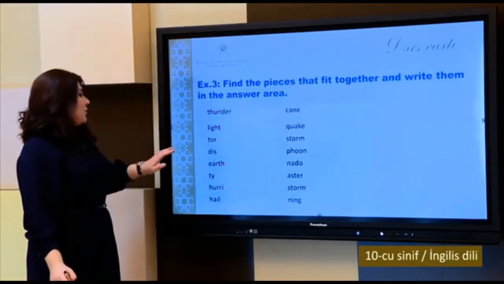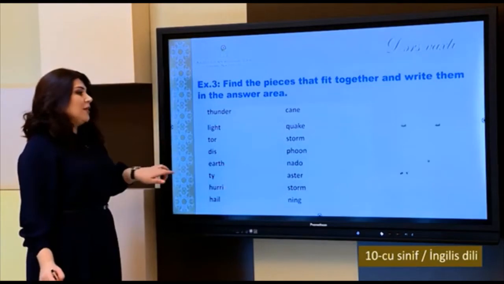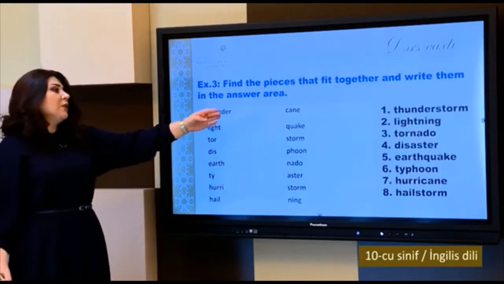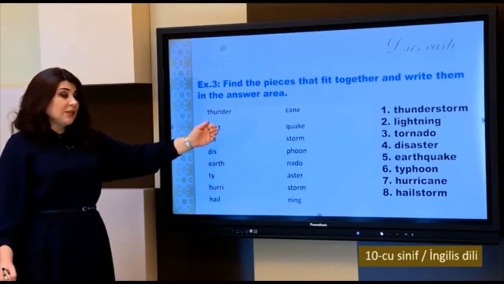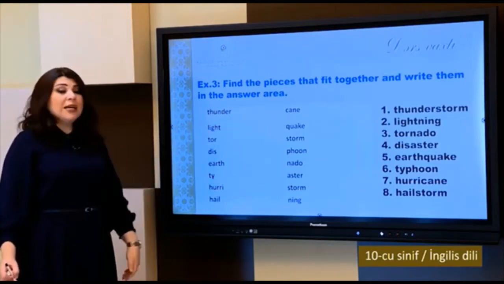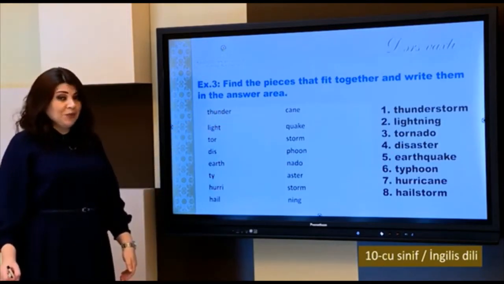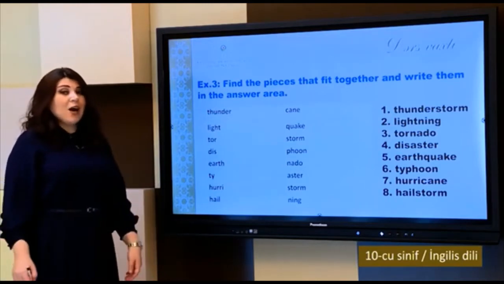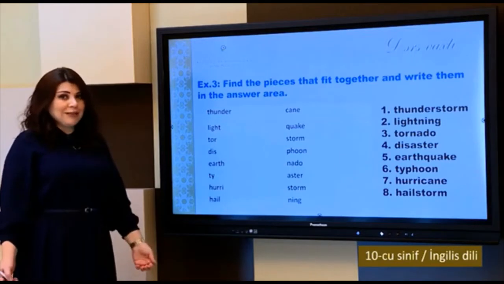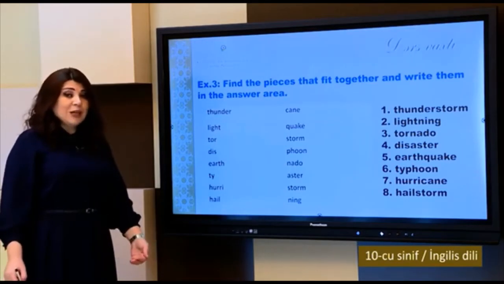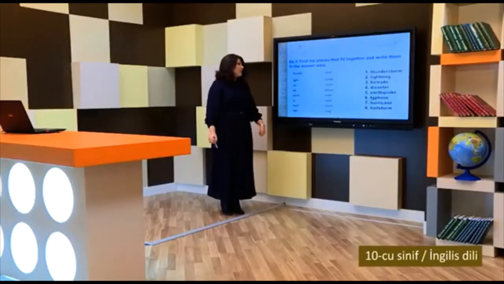You see, dear children, today you can see these words. We have thunderstorm, lightning, tornado, disaster, earthquake, typhoon, hurricane, and hailstorm. I think you have guessed our reading passage will be about natural disasters. In our previous lesson, we spoke about natural disasters.